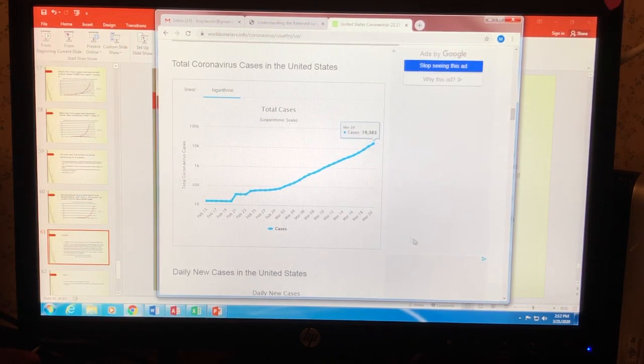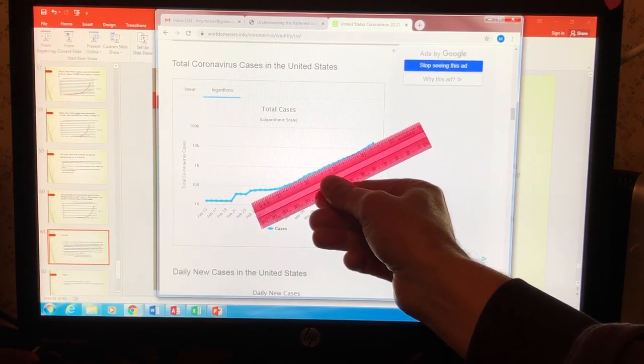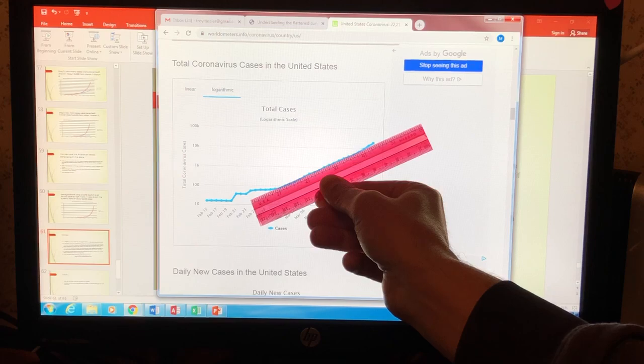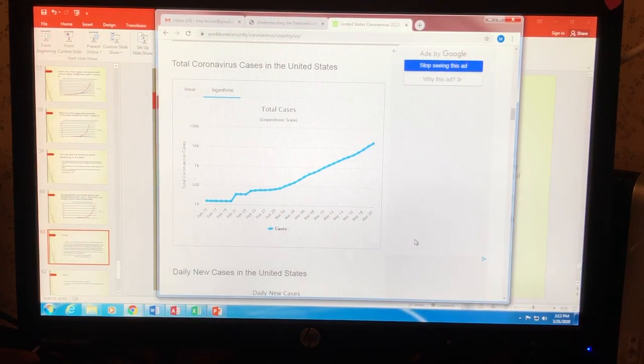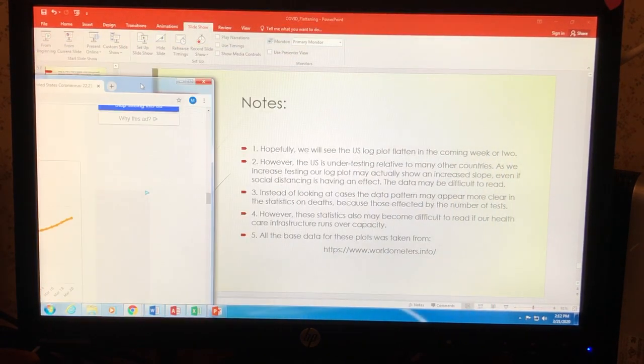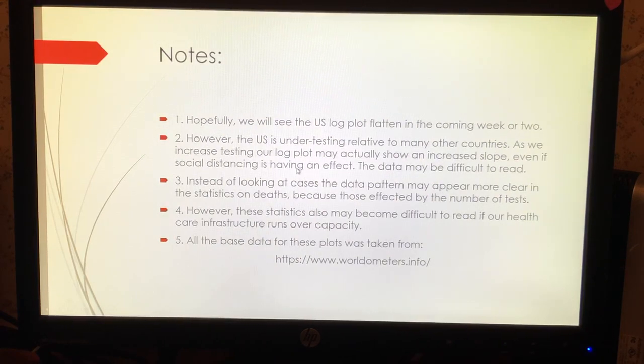And we can already see in the US probably the effects of increased testing, because if I hold my ruler up here, and this is probably difficult to see, the last couple days I've actually seen an uptick, at least on the logarithmic scale, relative to the trajectory that we have been on. So it may be most useful to look at the logarithmic scale and the death plot, as opposed to the plot of the actual number of cases.